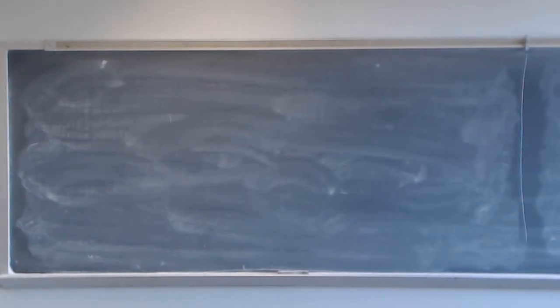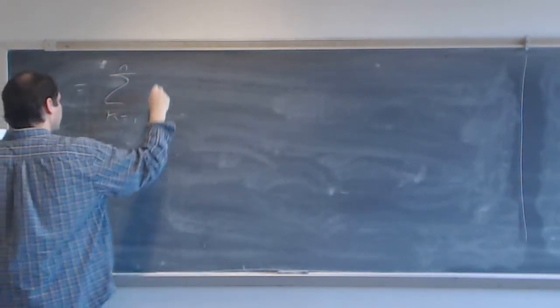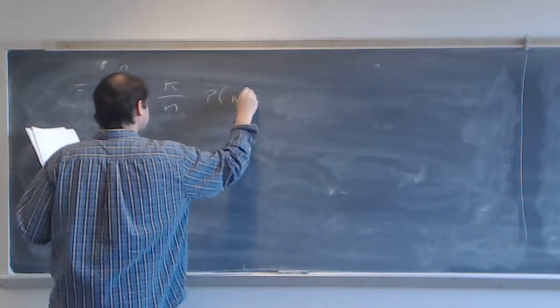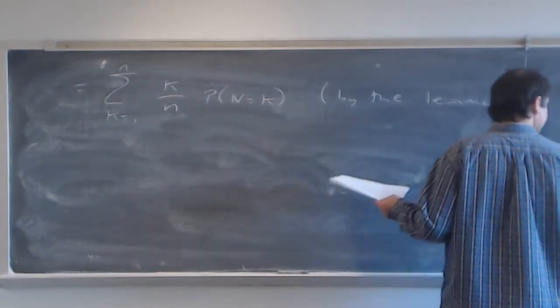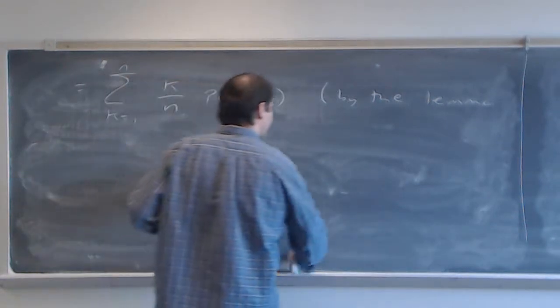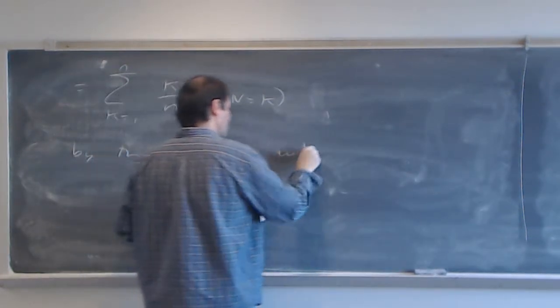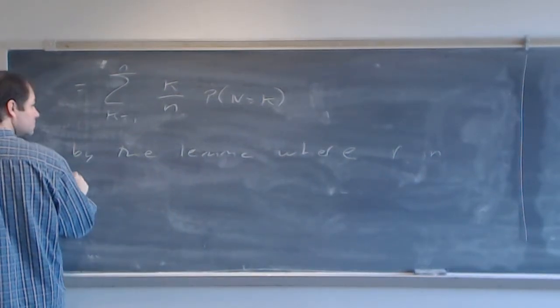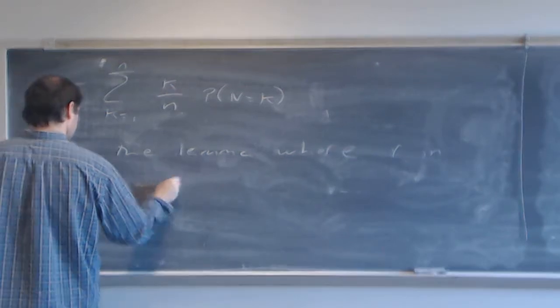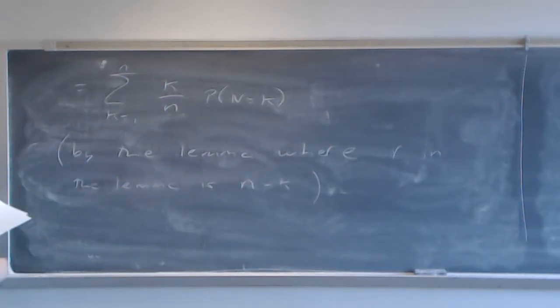Okay. Now, that's equal to the sum as k runs from 1 to n, k over n, that's the first level, times the probability that n is equal to k, by the lemma. So all I'm saying is the probability connected given n equal to k is k over n, by the lemma, where R in the lemma is n minus k. That's what I got.